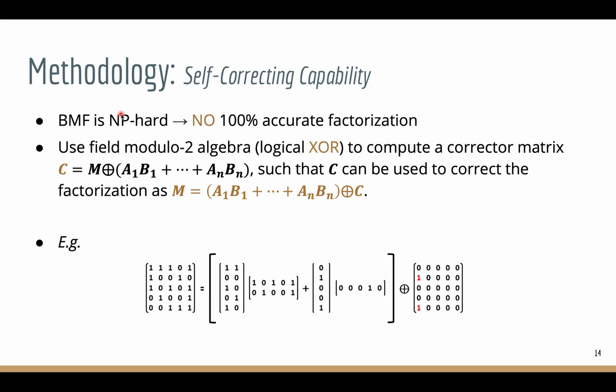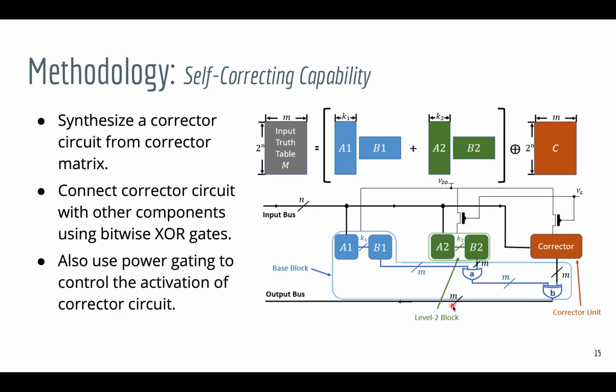So here, we compute a character matrix C by taking the XOR between the input matrix M and the factorization result. Now, again by using XOR, the character matrix C can be used to correct the inaccurate factorization result. Below is the previous example, but with an additional character matrix for self-correcting. Now we can amend the character circuit to the previous framework. The character circuit is synthesized from character matrix C and connects with other components using bitwise XOR gates. The activation of the character circuit is also managed by power gating.